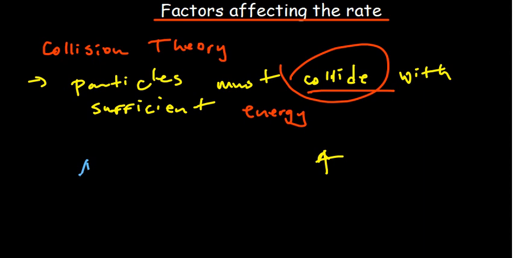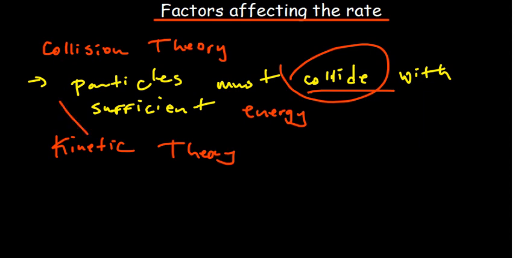The other way you can think about it is we have what we call kinetic theory. So kinetic theory, you can try to research more about that. Kinetic theory basically tells us that as we increase the kinetic energy of the particles, the increase in the kinetic energy of the particles increases the temperature of the particles.